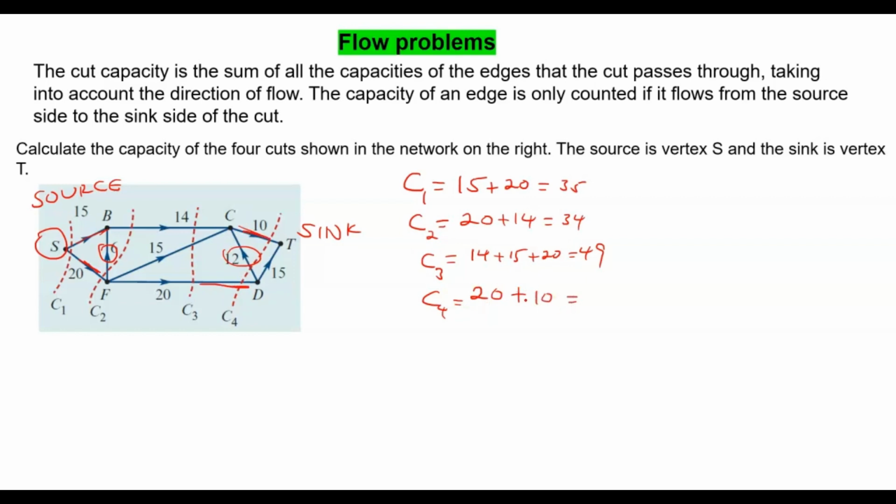So we always add the ones which are going from the source to the sink, not the one that's going back to the source. So the maximum capacity for this is obtained at cut 4. All right, I hope that's clear.